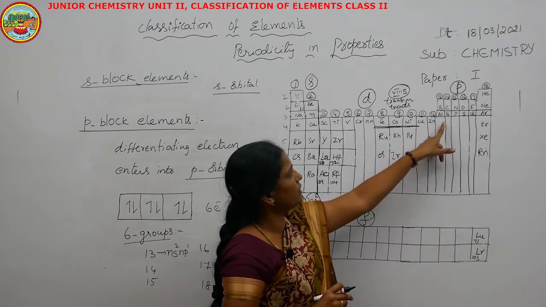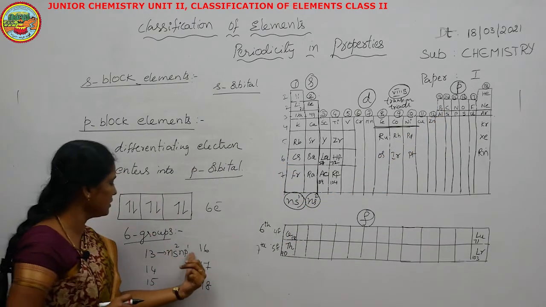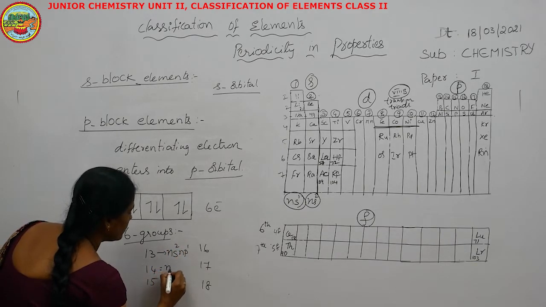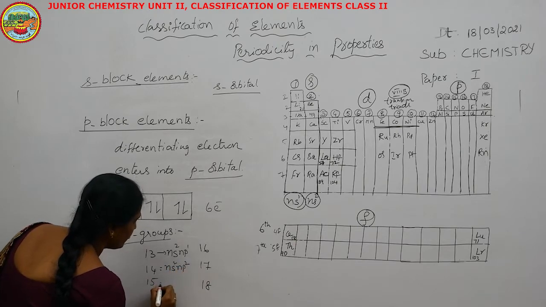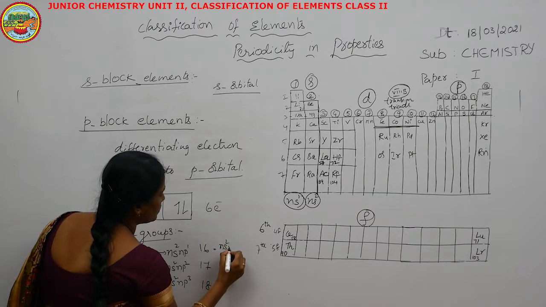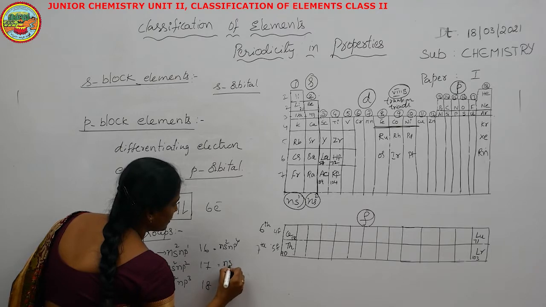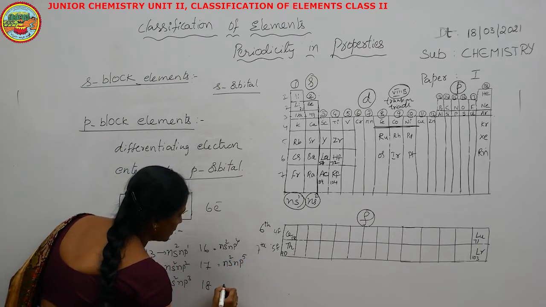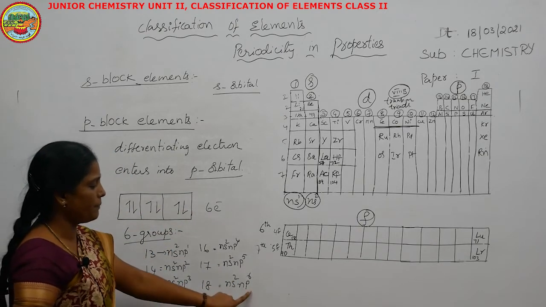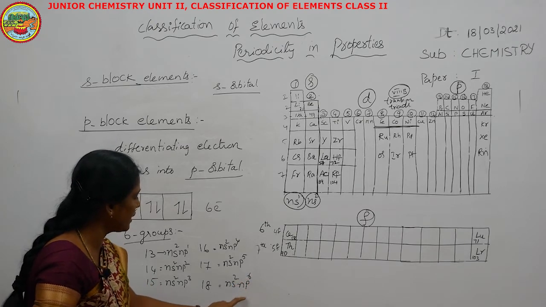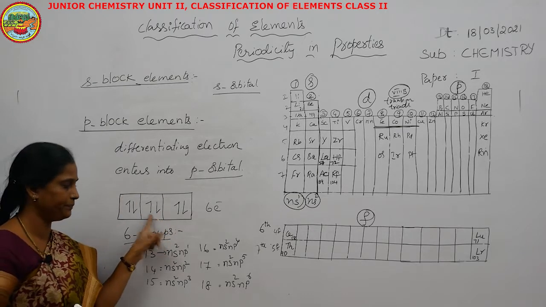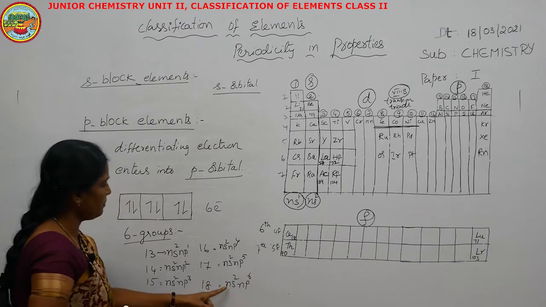1s2, 2s2, 2p1, 3s2, 3p1, 4s2, 4p1 like that. The general configuration is ns2 np1. Similarly, 14th group means ns2 np2. 15th means ns2 np3. 16 means ns2 np4. 17 ns2 np5. 18 ns2 np6. ns2 np6 means the p orbital contains 6 electrons, that means the p orbital is completely filled. Hence the p block ends.